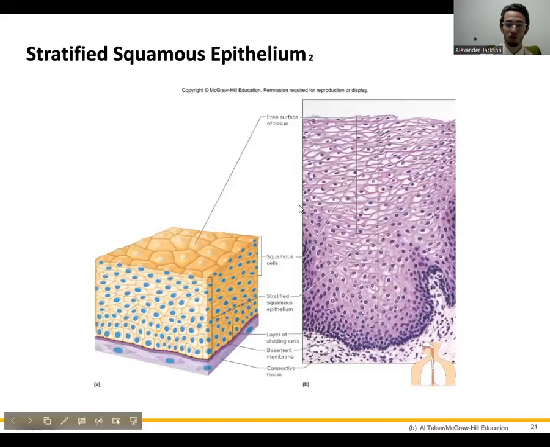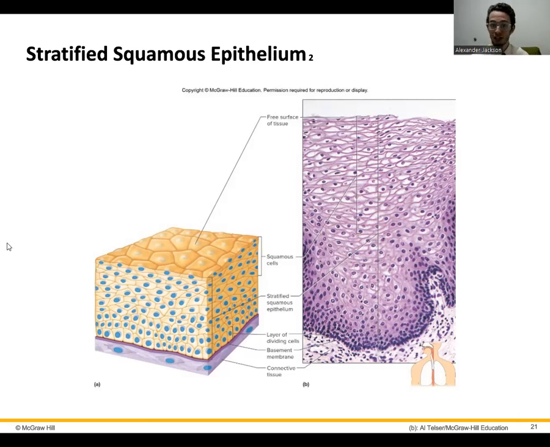So here's some stratified squamous. This is in your skin. This is also in your esophagus to basically protect all the food that's going down into your stomach. But the key here is there's a lot of flat layers. Okay. And usually what happens is at the basement membrane, these cells are actively dividing and will be pushed up, pushed up, pushed up until they will slough off.